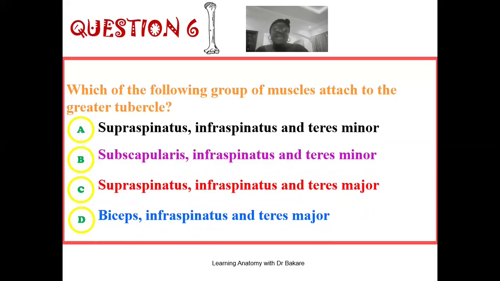The correct answer here as it relates to the muscular attachment to the greater tubercle is the supraspinatus, the infraspinatus, and the teres minor. These three muscles are seen to be connected to the greater tubercle of the humerus.